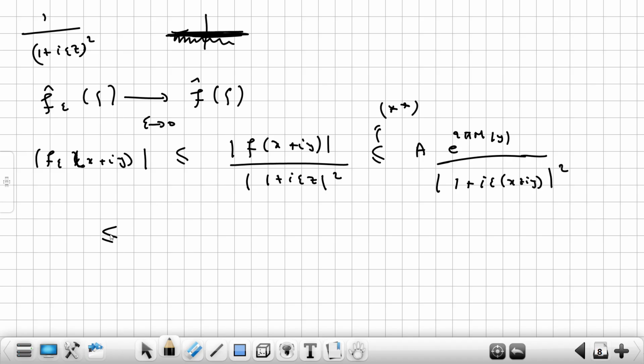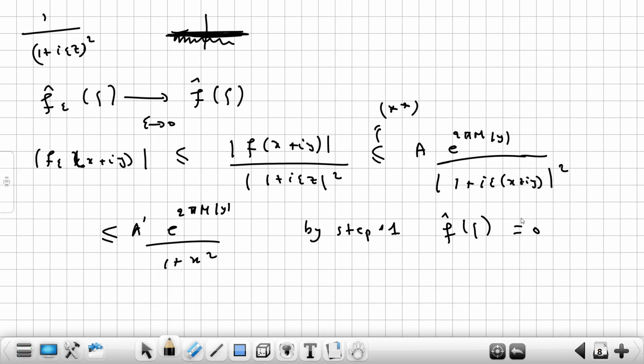Power 2. This is less than or equal to what? A prime, some positive constant, e to the power 2 pi m modulus of y over 1 plus x squared. And now by step one, f hat of psi is equal to 0. F hat psi of epsilon is equal to 0, and letting epsilon tend to 0, we conclude that f hat at psi is equal to 0.